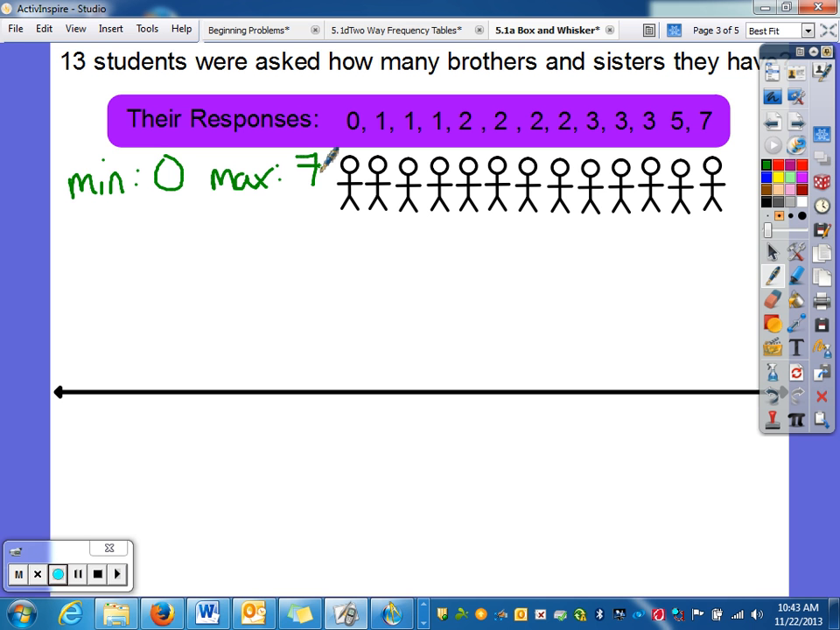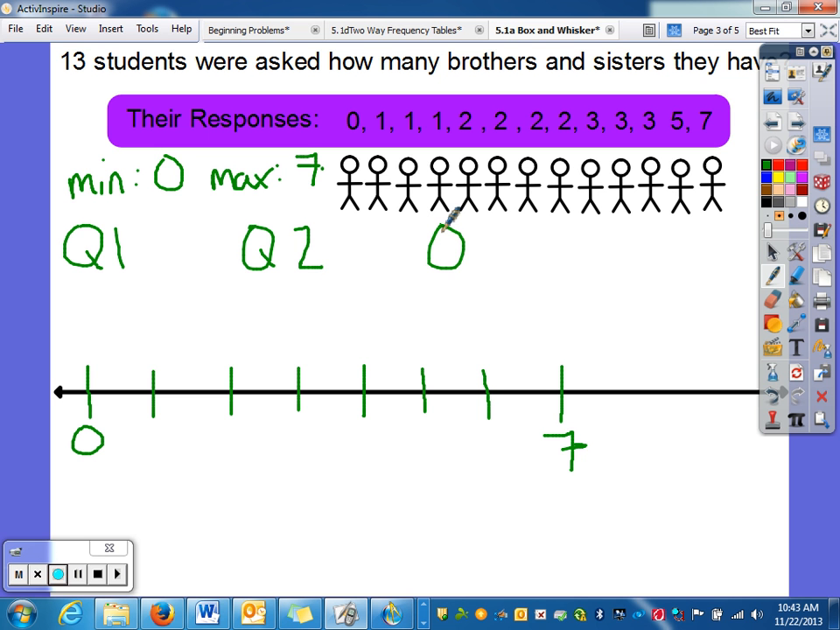Alright. So then I know on my grid down here, I need to have it range from 0 to 7. So we have 0 here, 1, 2, 3, 4, 5, 6, 7. Alright. So now I need to find my quartiles. So we have quartile 1 we need to find, quartile 2, and quartile 3.